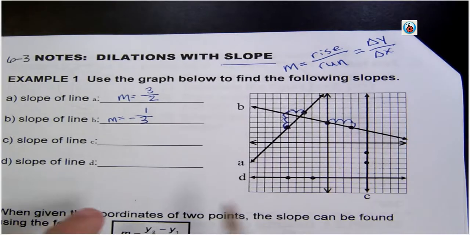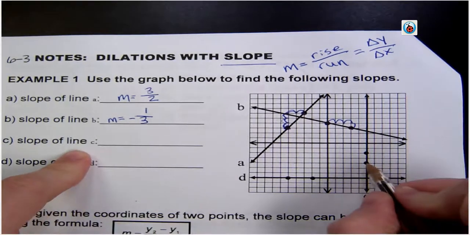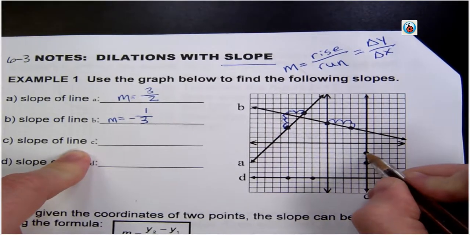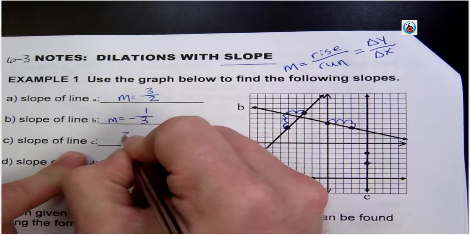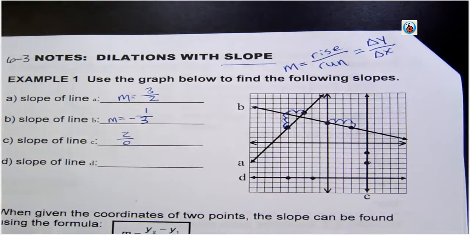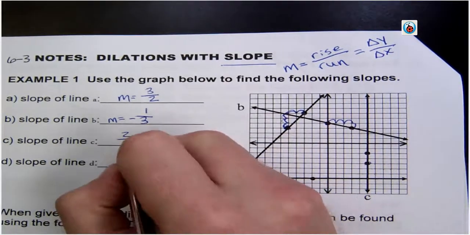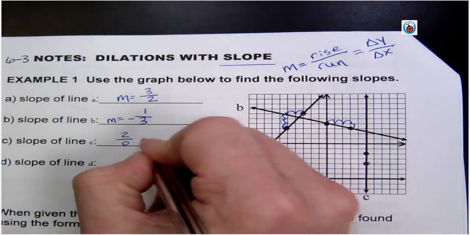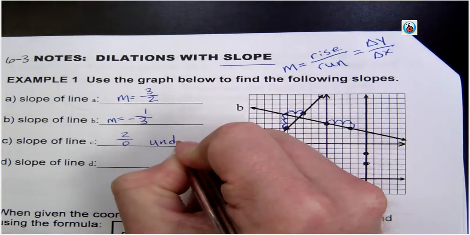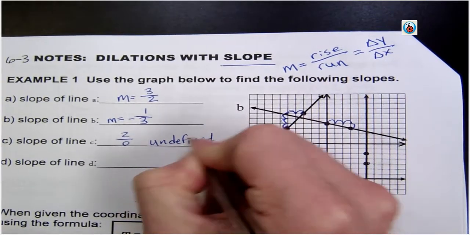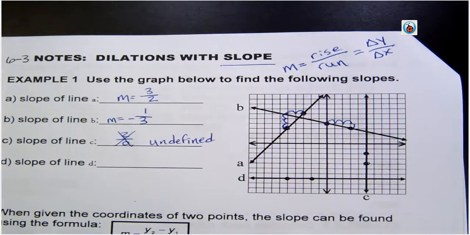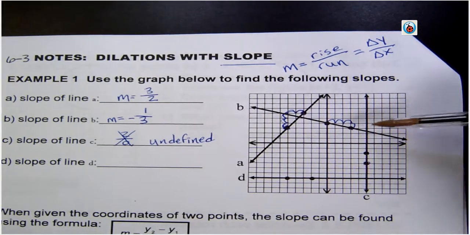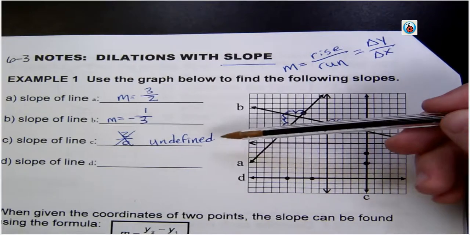Okay, next we have slope of line C, which if I use the 2 points on line C, I would rise 2, but I would run 0. If you haven't ever heard it, you cannot divide by 0. 2 divided by 0 does not exist. So this is undefined. There is no slope. Alright, so straight vertical lines, just straight up and down, are always going to have an undefined slope.